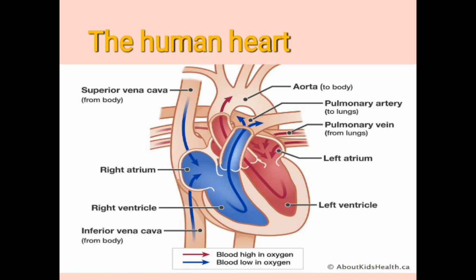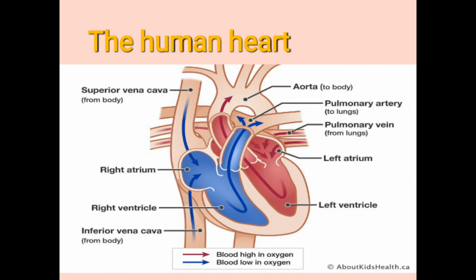Now, there are valves that we're able to see. Just before the blood enters the pulmonary artery, there are valves there. We call them semilunar valves. Those valves simply are there to also ensure that there is no backflow of blood back into the right ventricle.